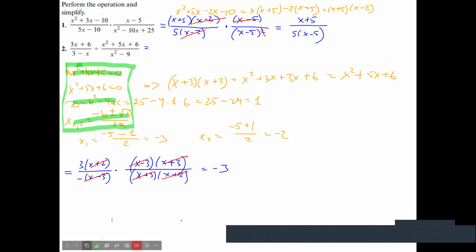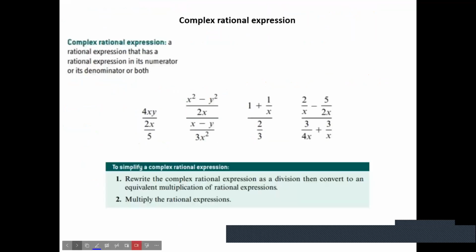Let's continue. So I would say if that procedure, what we have here, doesn't work, you can always go to those formulas I showed you today and factor a trinomial. Now, complex rational expressions.